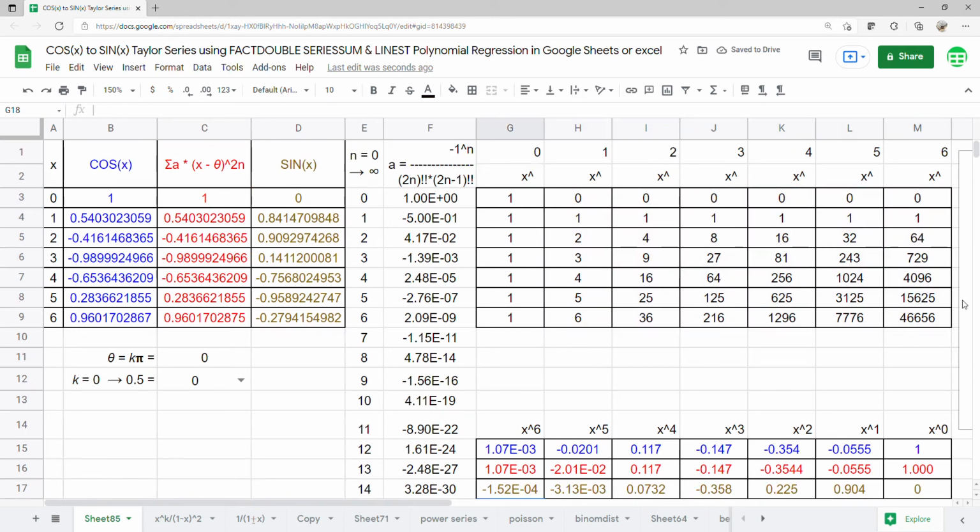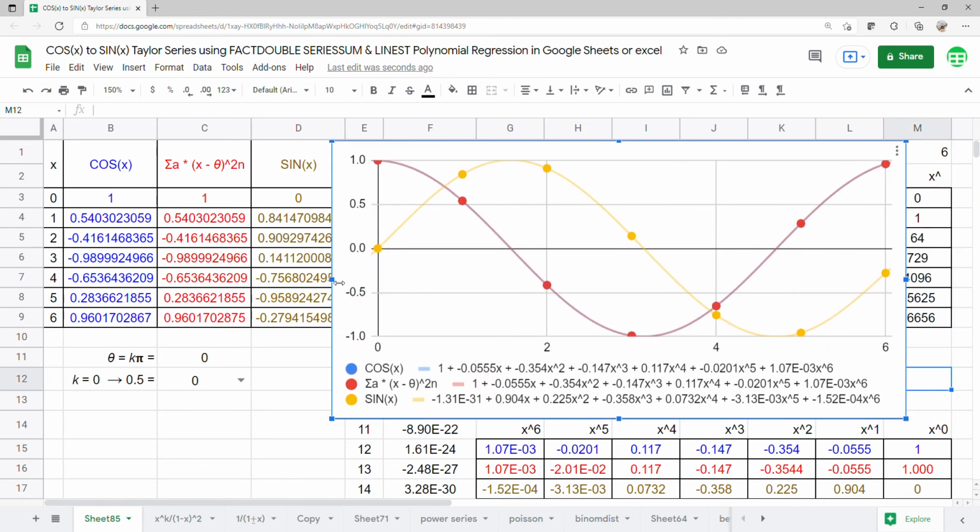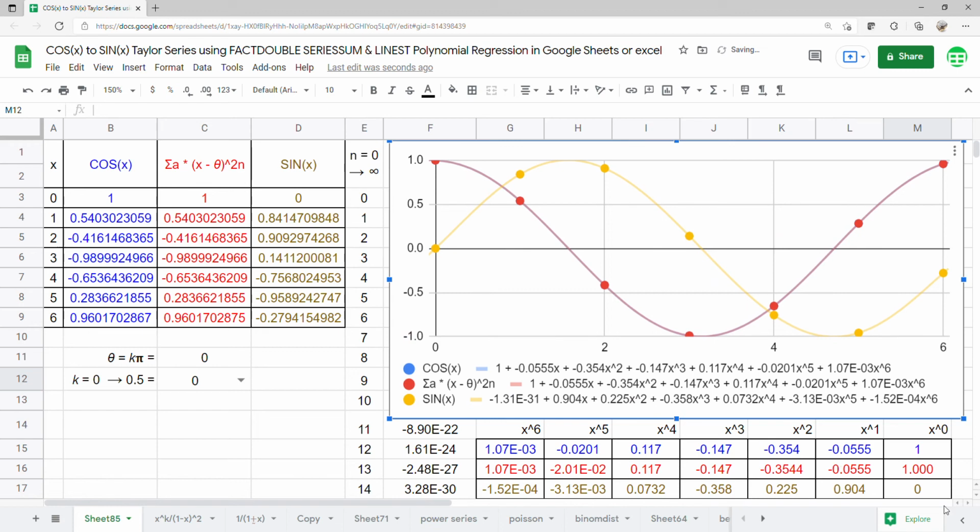And we compare these polynomial coefficients we generated, starting with x to the 0. The coefficient is 1, 1, 0. This 1, 1, 0. This is 0, 1.31 times 10 to the minus 31. Coefficient of x: minus 0.0555, 0.904. Coefficient of x squared: minus 0.354, 0.225. Coefficient of x cubed: minus 0.147, minus 0.358.